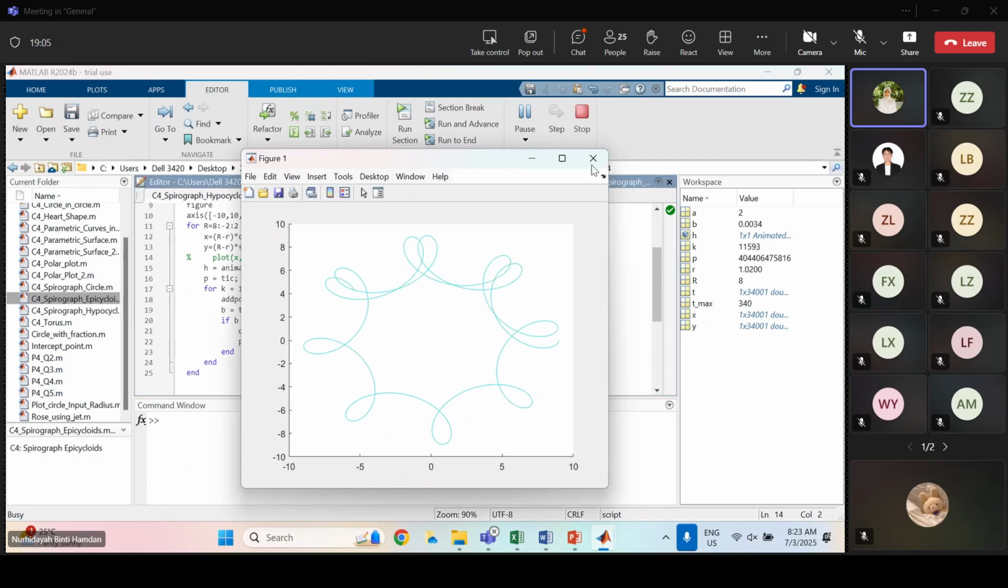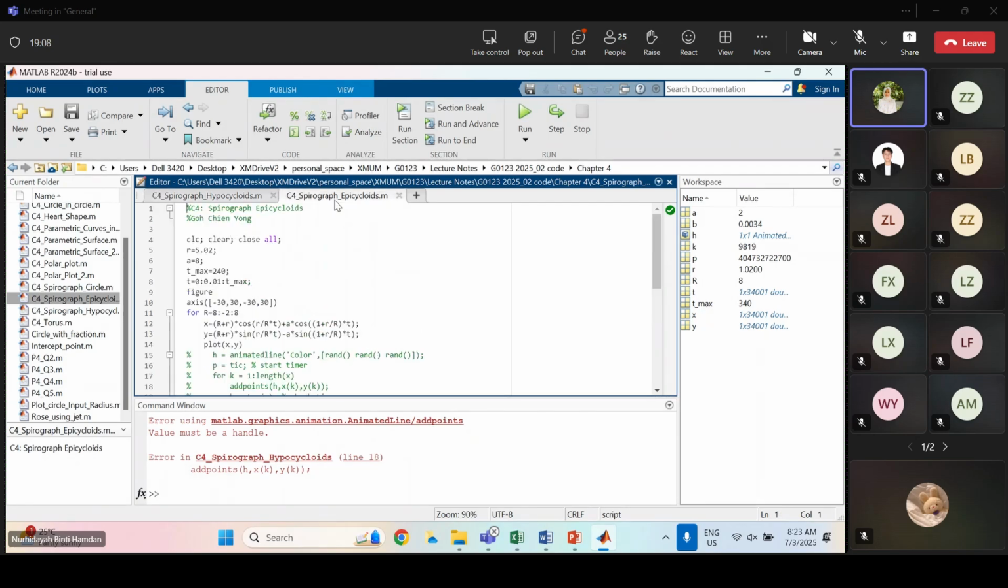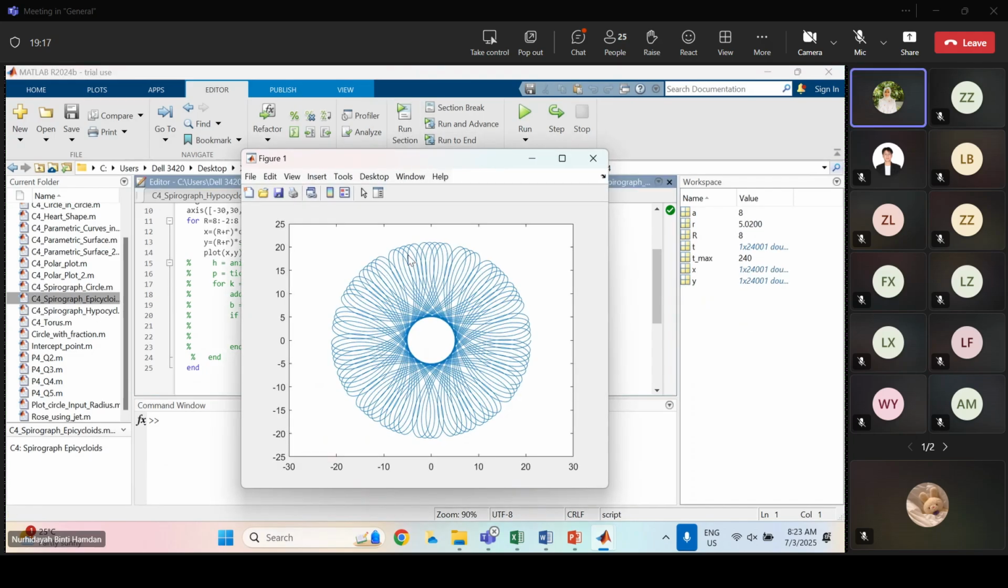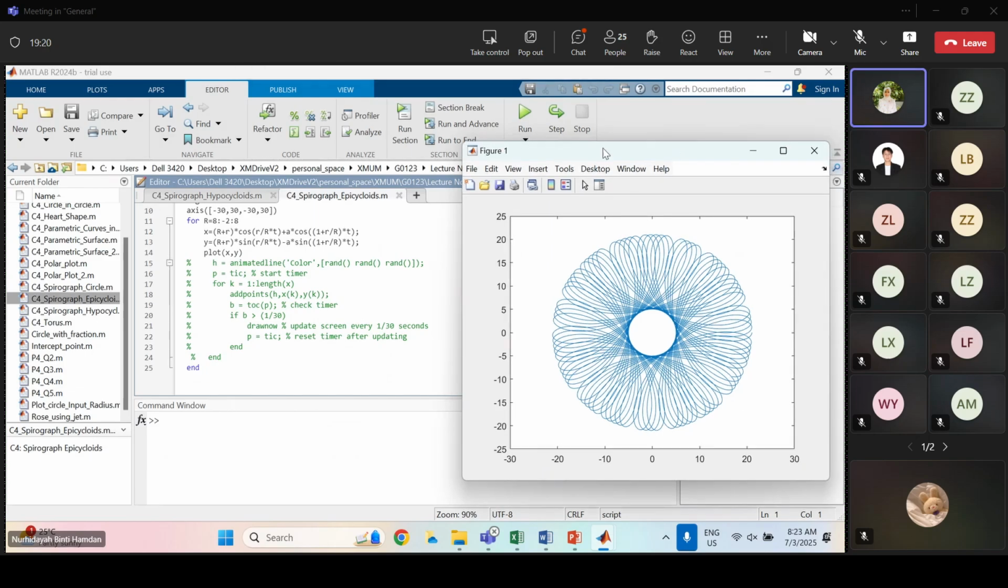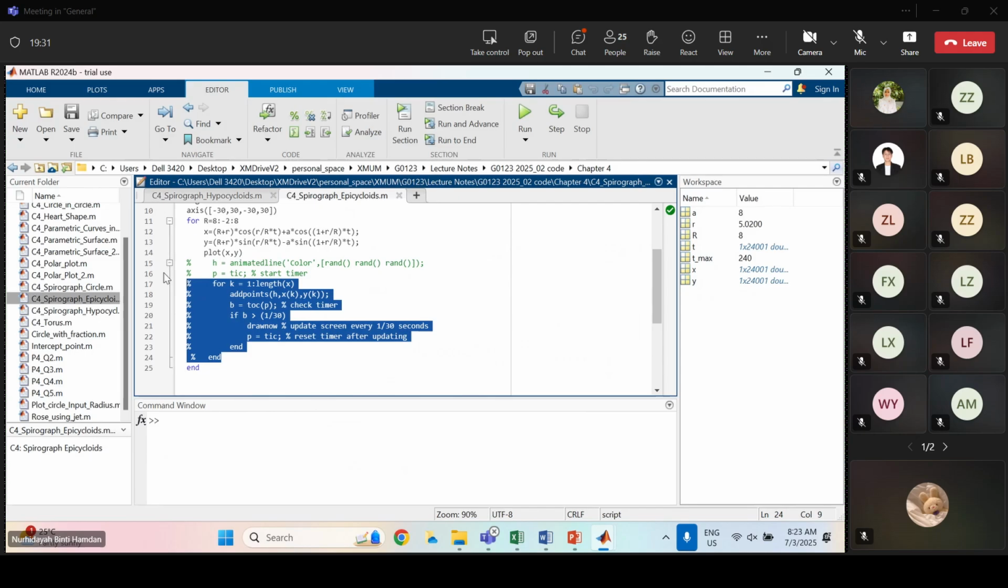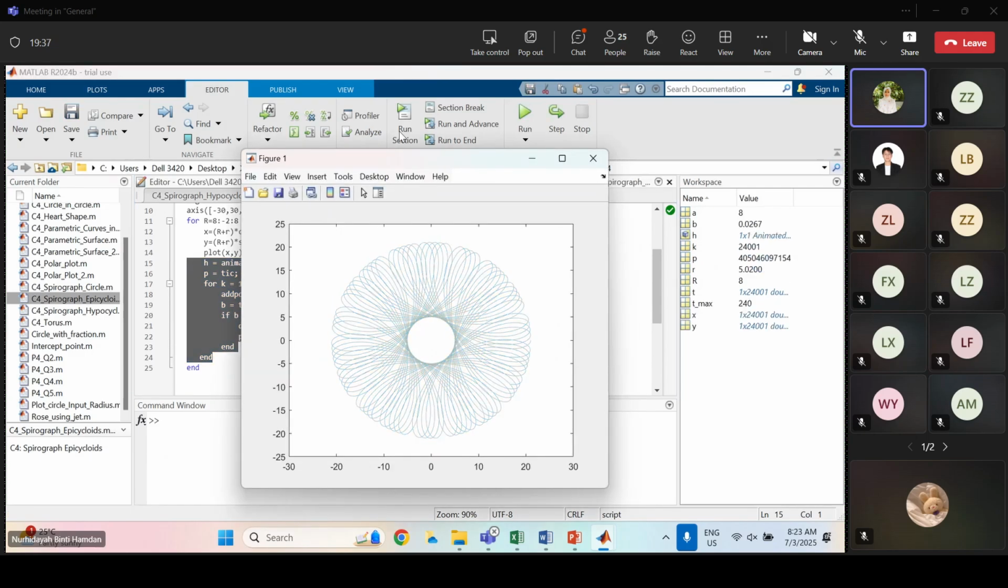Now we are going to do the epicycloid. So this is the epicycloid, and this is the hypocycloid. For the epicycloid here, I remove the time, because it is not needed. This is the epicycloid that has the time limit. I think you have used it in your assignment.